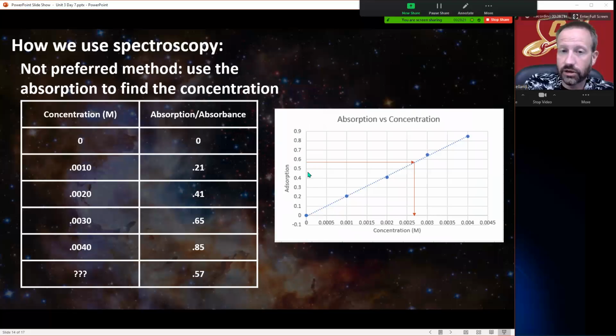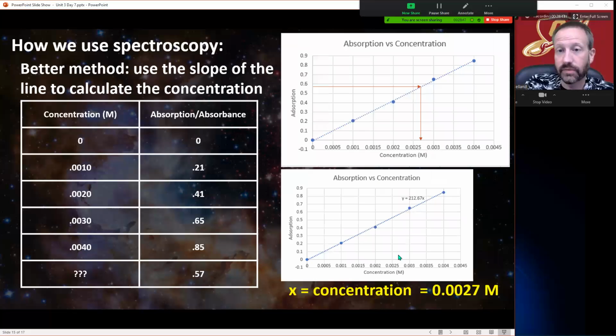Well, one thing I can do is I can go, okay, 0.57 is about here. Let's draw it over, which down here, maybe that's 0.0026, maybe that's 0.0027, something in there. I have a pretty good idea what the concentration is now. Yay, I've won. I beat the lab. Well, does that really seem great to you to say it's maybe 0.0026 or 0.0027? Yeah, not so great. There is another method.